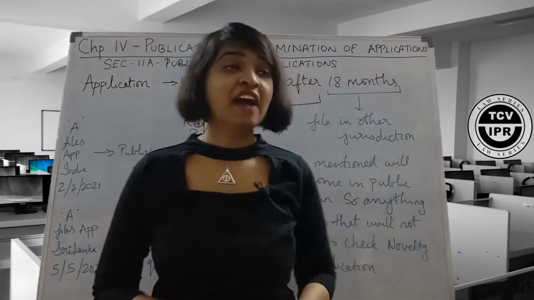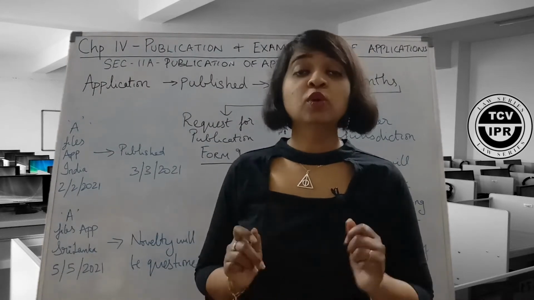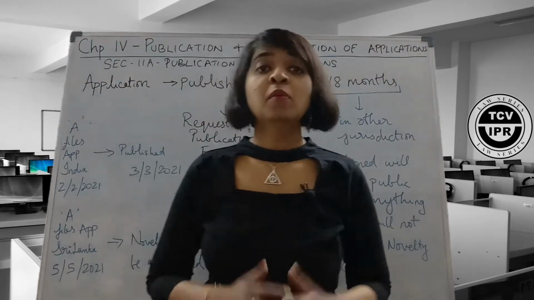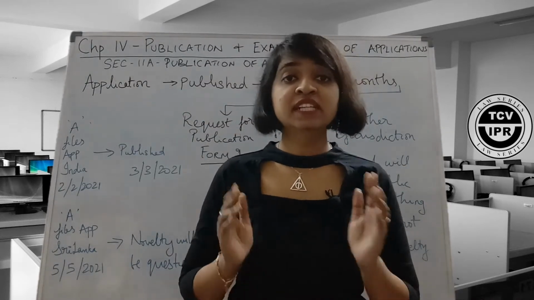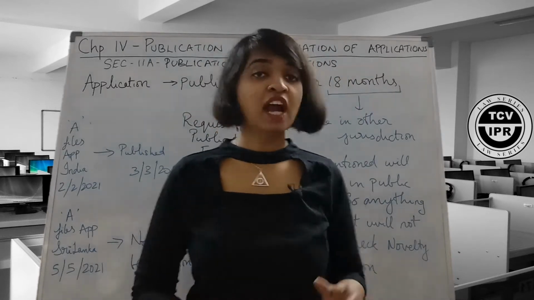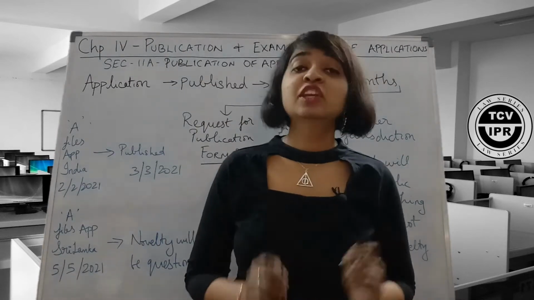Now why do we have this 18-month time period? The 18 months is there so that you can file your application in any other jurisdiction. Moreover, whatever is mentioned in that won't come into the public domain, so nothing with regard to it will be used to check the novelty of the invention. I'll give you an example.